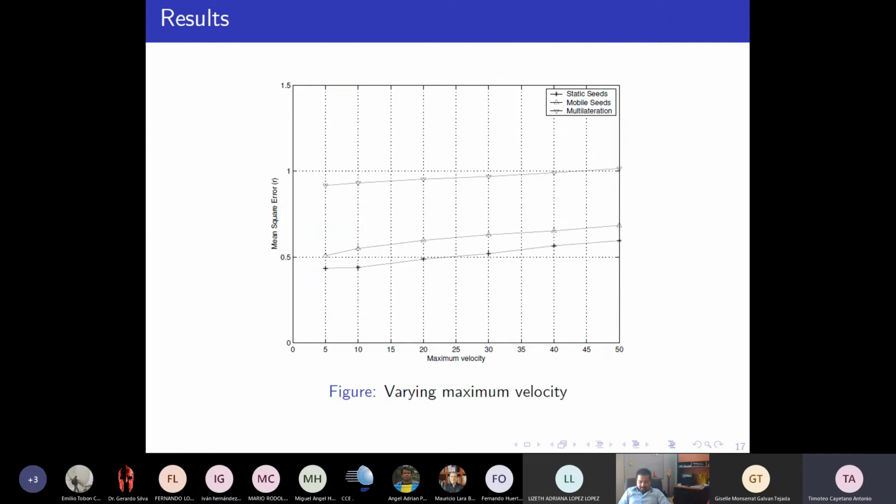The second simulation that we have done is by varying the maximum velocity of a sensor node, and as intuition tells us, it can be seen that the lower the maximum velocity, the better the performance of the algorithm. And we are comparing this algorithm with the multilateration algorithm, and we can see that the results are better for the algorithm that we are proposing than for the multilateration algorithm.